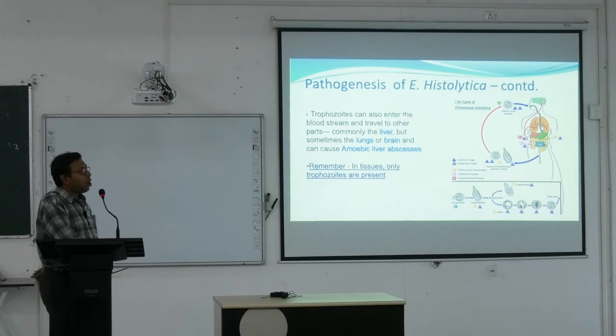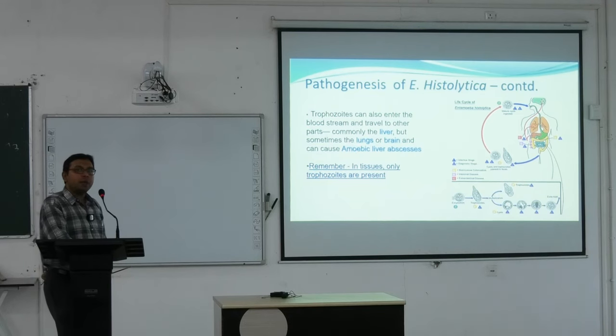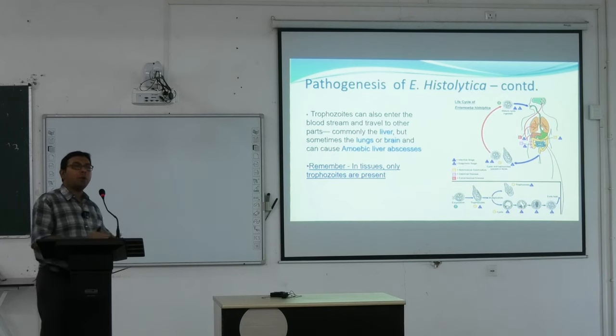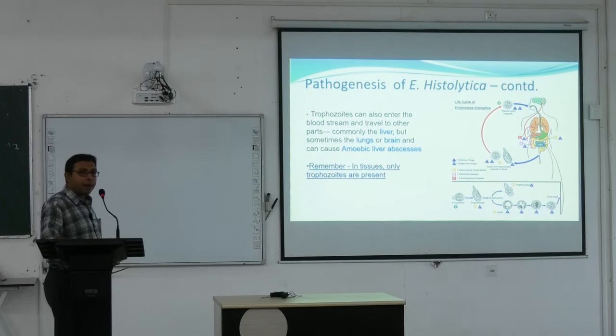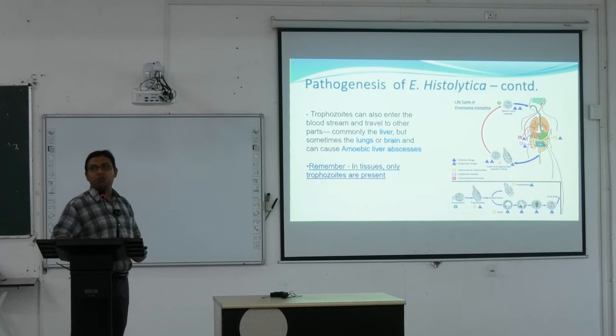So trophozoites can enter the bloodstream and travel to other parts, as I am saying. Commonly they can go to the liver, sometimes they can infest the brain or lungs also, and can cause different types of abscess. The most common is the amoebic liver abscess. Very commonly an amoebic liver abscess can happen if amebiasis is not treated.